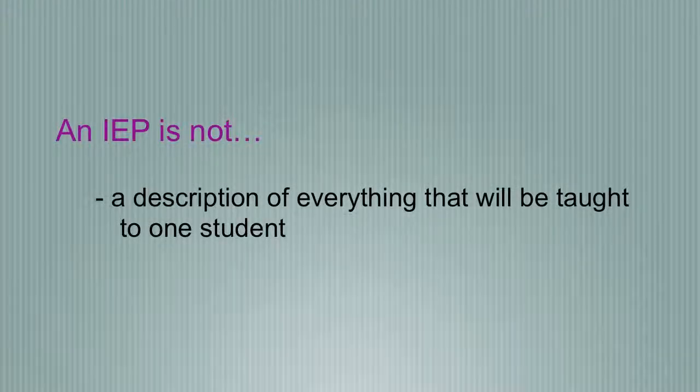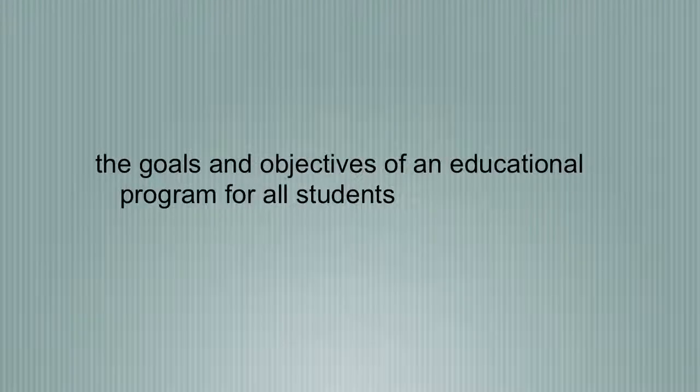It's not a description of everything that will be taught to that one student. You're talking in the IEP about the important goals, the areas of need that you're going to work on. And let's say that two of those are in reading and one is in behavior or a social skill. That student is going to be involved in art class and music class and science class and phys ed. So it's not a description of everything. It's also not a one-size-fits-all.